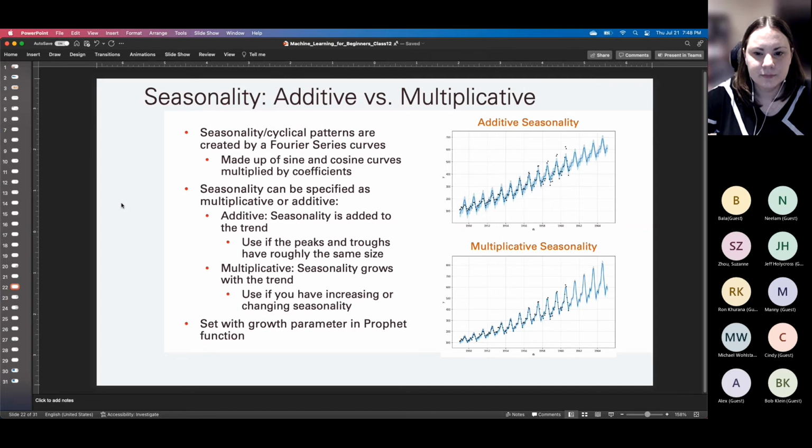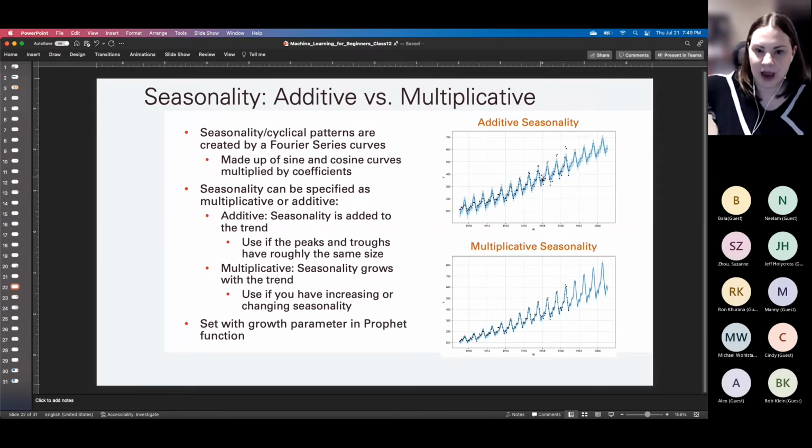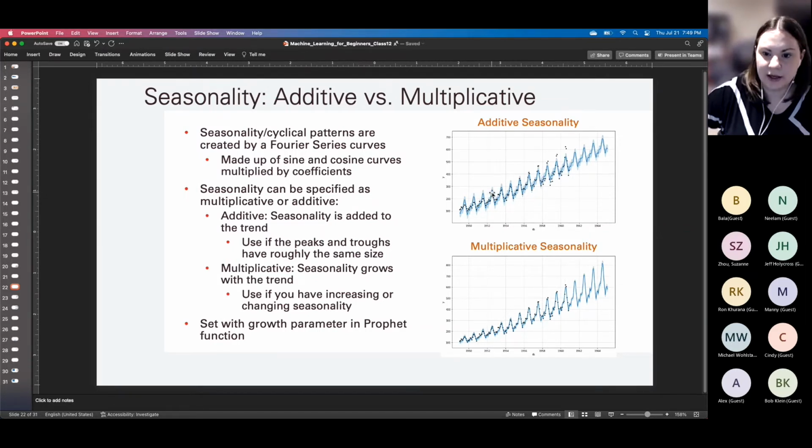This one's really important. Additive versus multiplicative seasonality. So you can see here, there was a question of what's seasonality. In general, both of these figures show very heavy seasonality, because we're seeing an oscillating pattern at the same intervals. But we're seeing two different types of seasonality.